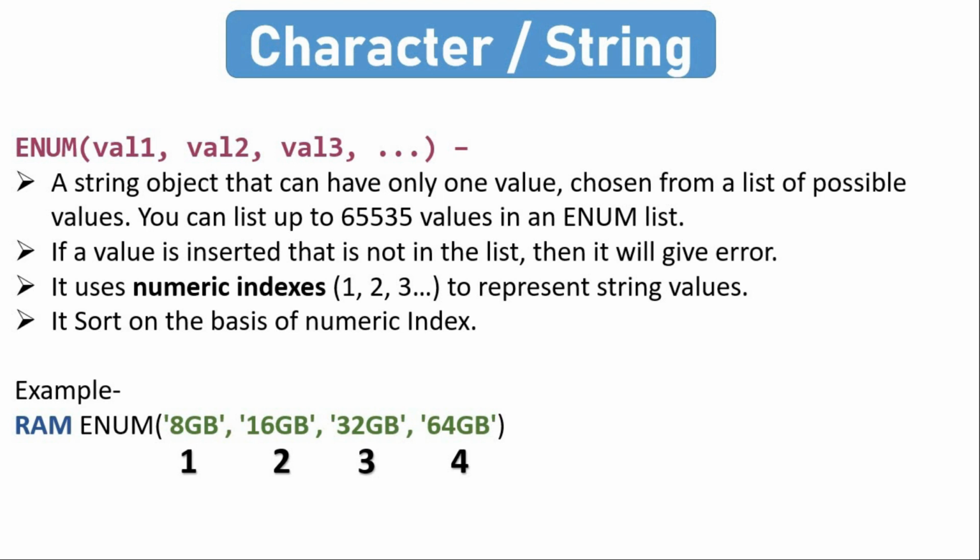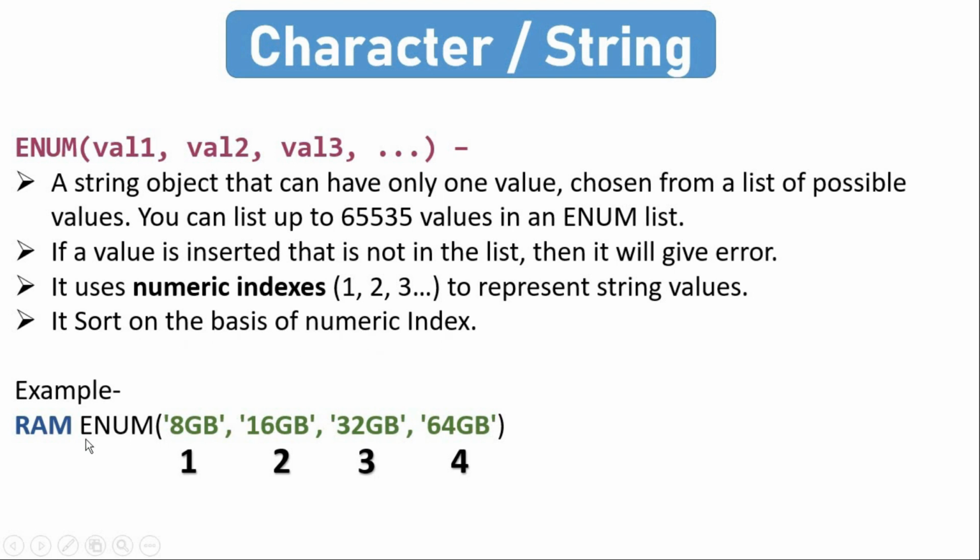And what if you try to insert a value which is not in the list? Then in that case you will get an error. And this enum data type uses a numeric index to represent values in the list, like an array. But here the indexing starts from 1. And there is one more interesting thing: if you try to sort a column which has enum data type, then it will get sorted based on the numeric index.